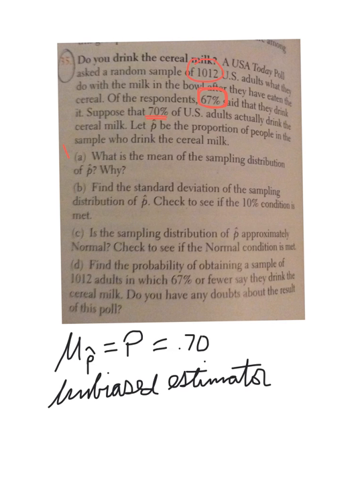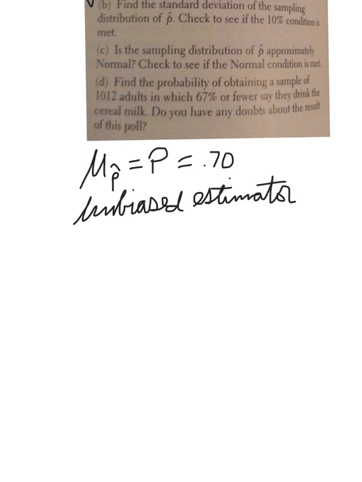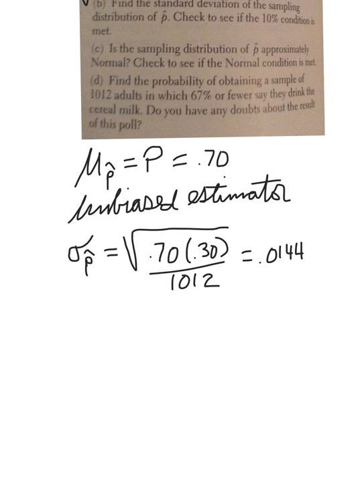Now, what is the standard deviation? Well, we did that today. Let's take a look at what that might look like. What was the formula? Here we go. The standard deviation of the sample proportions is going to be the square root of our proportion times 1 minus the proportion divided by the number in our sample. And what is that? That is 0.0144.